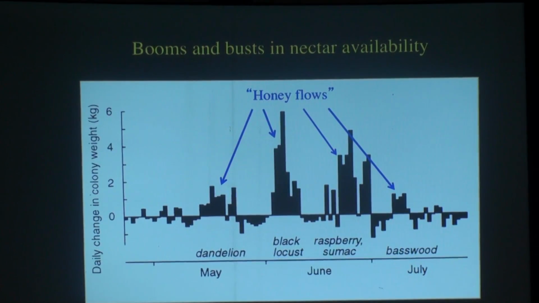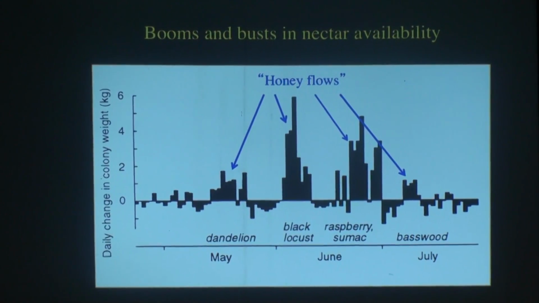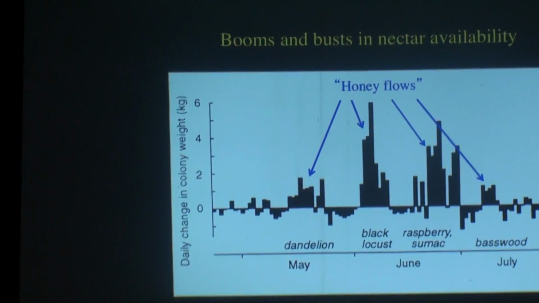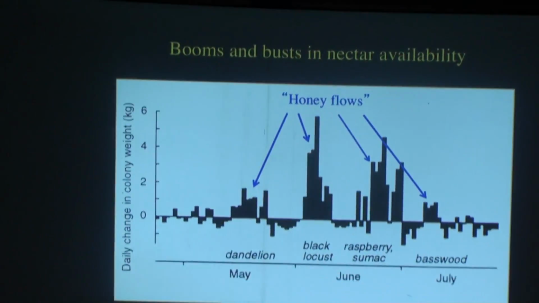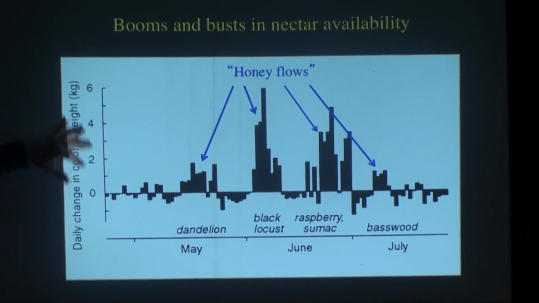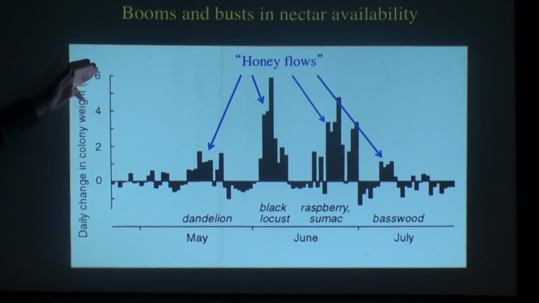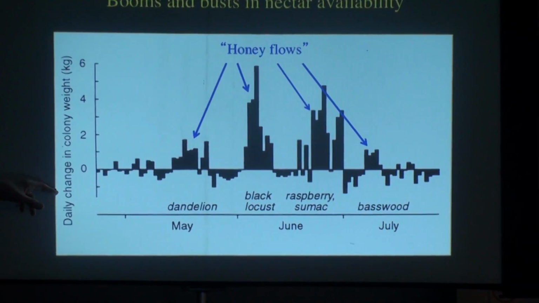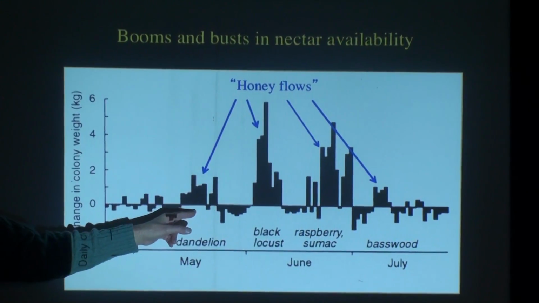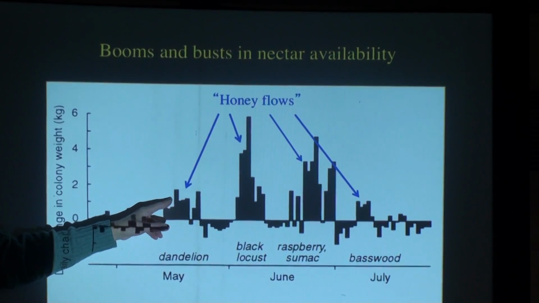Has anybody here had a scale hive, a hive on scales, and take data every day or thereabouts? Okay, yeah, great. So this looks probably very familiar to you. This was a scale hive I had in Connecticut, and this indicates the number of kilograms, basically 2-pound units per day that were collected. And in late April, early May, not much was coming in. Then the dandelions came into bloom. Colonies were gaining up to almost 4 pounds a day.